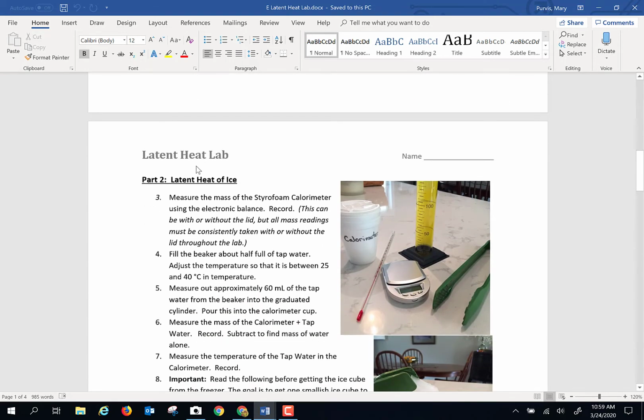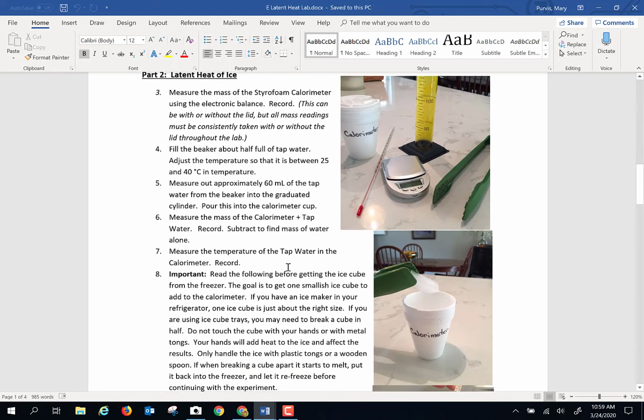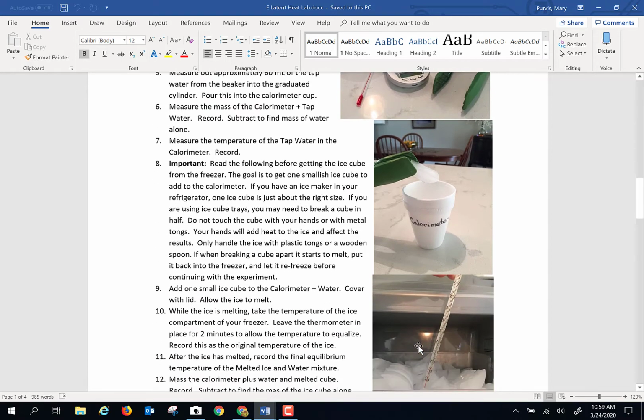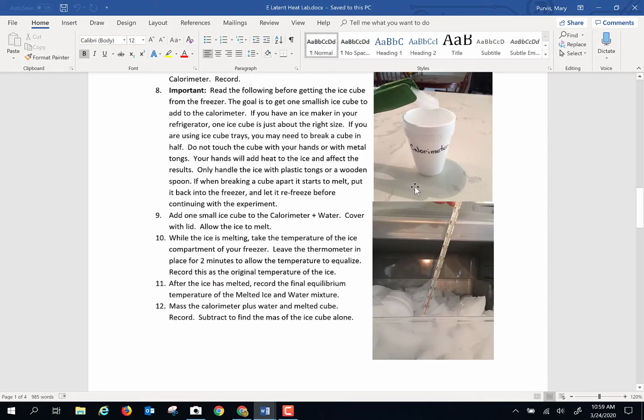What you're going to do in the latent heat lab is take a piece of ice and put the ice into the calorimeter cup with some warmish water, and ask those to reach thermal equilibrium.